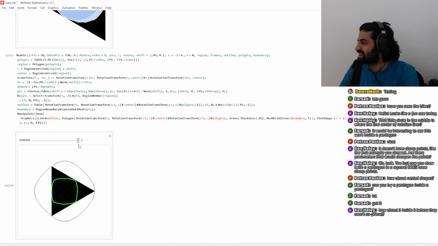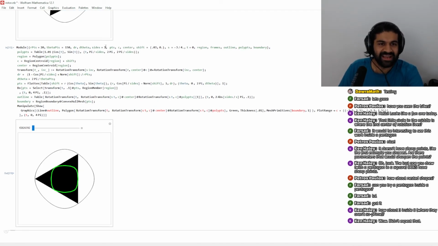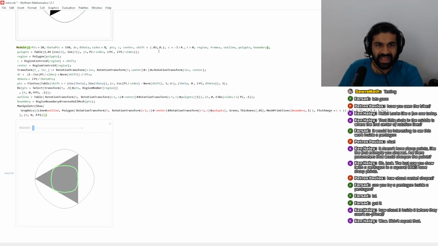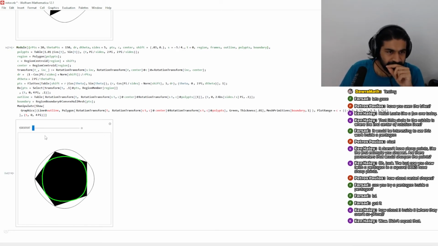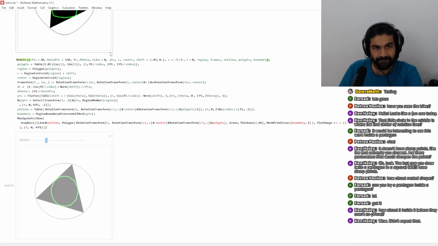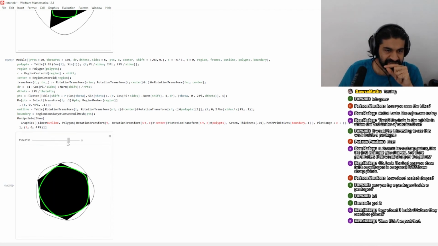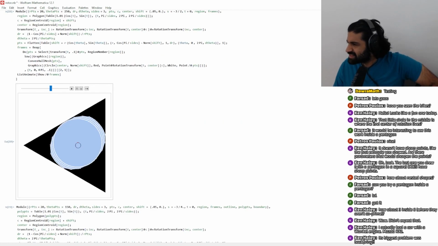So yeah, I wasn't expecting this, but it's really interesting. But let me change the sides to 5 and this to -5/4. No, that still works. Let's do 6 and 5. Interesting. But I think that's it out of me.